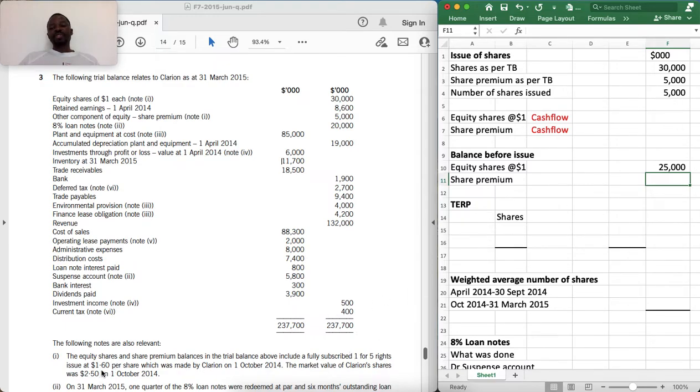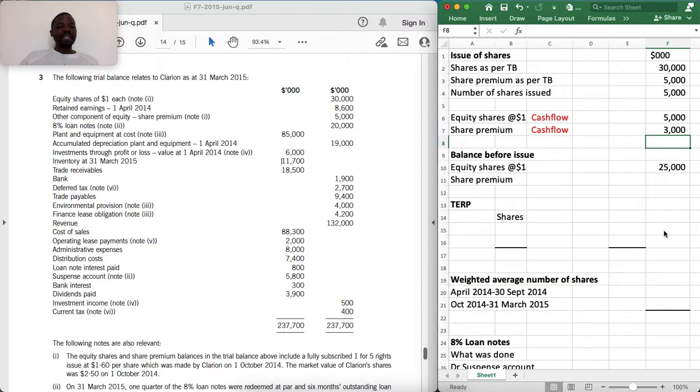Now, they were issued at $60, so we can say equity issued is 5,000, the number of shares, multiplied by a dollar, which is the nominal value. We get 5,000. If we want to calculate the share premium, we say 5,000 multiplied by the premium. The shares are issued at $60 less the nominal value of a dollar, so the share premium is 3,000.